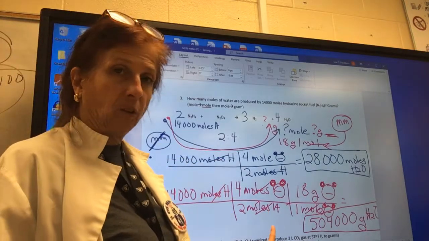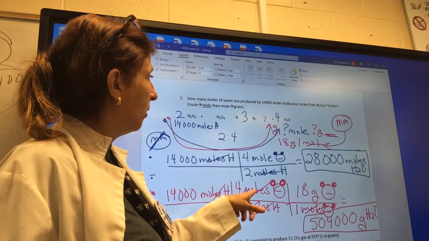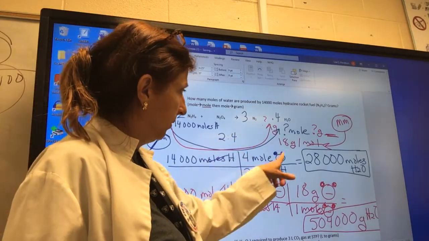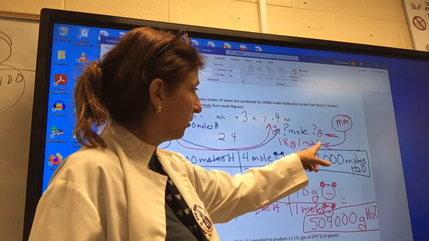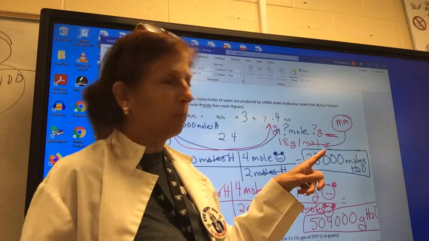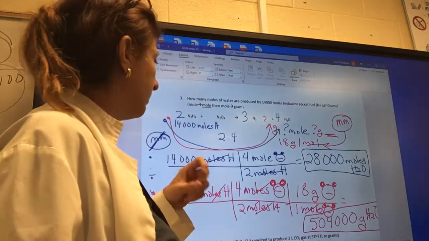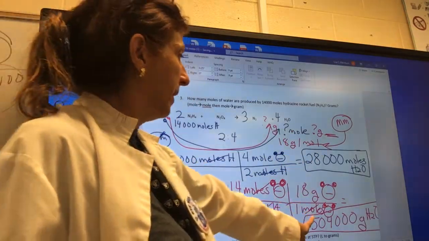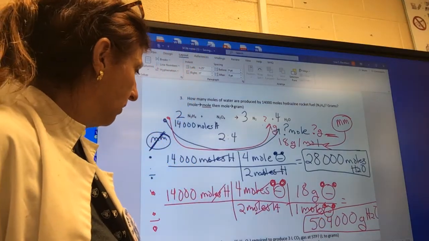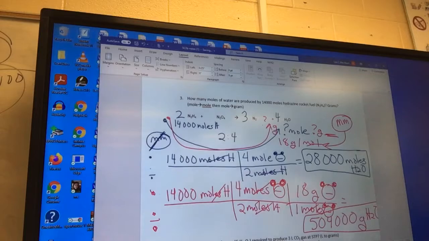Moles of hydrazine go on the bottom, it's that 2. Moles of water go on top, it's the 4. Then as we come on around, moles of water from right there go on bottom. Grams of water from right there go on top. So multiply everything on top, divide by what's on bottom, and I got 504,000 grams of water. All right, let's do the next one.